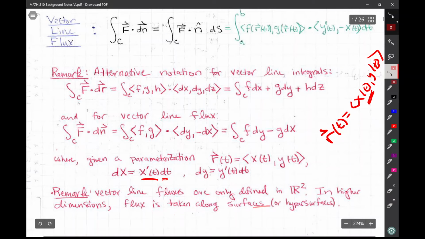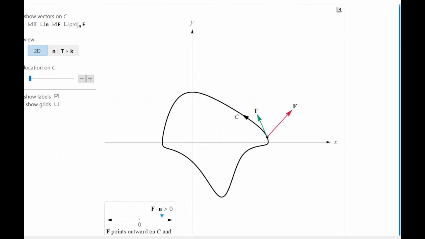So that's the remark I wanted to make about that. And here you could see this general picture of vector line integrals and vector line fluxes. For the vector line integral, we would keep taking f dot t hat and multiplying it by the little infinitesimal ds as we move along this curve.